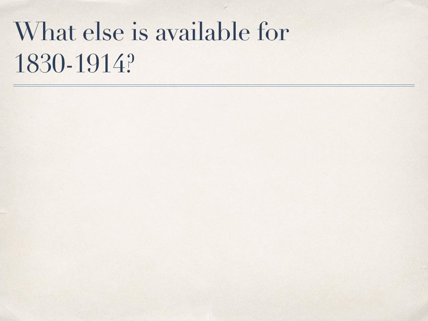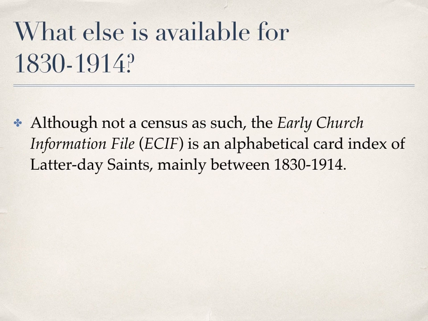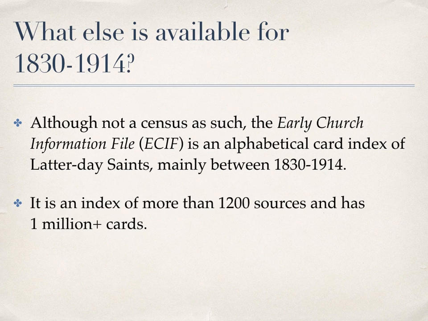What else might be available for the 90 years between 1830 until the first census was taken in 1914? There is a very good resource. It's not a census as such, but it's the Early Church Information File, or the ECIF. And this is an alphabetical card index of Latter-day Saints and some of their neighbors, mainly between the years of 1830 to 1914.